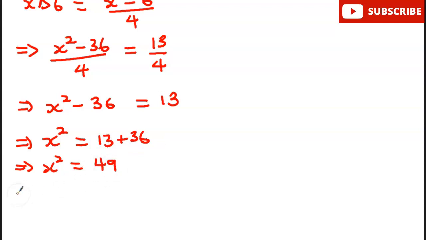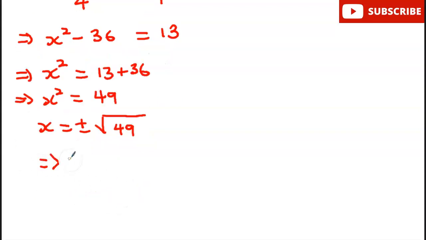Now, when you get to this point, there are 2 ways. I will show you both. Now, you can find x. Because of this square, this is going to have 2 solutions, plus or minus the right hand side, square root of 49. So this implies that x equal to plus or minus square root of 49 is 7. So which means that x is equal to minus 7 or 7.